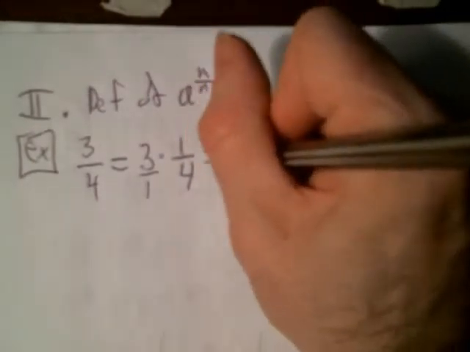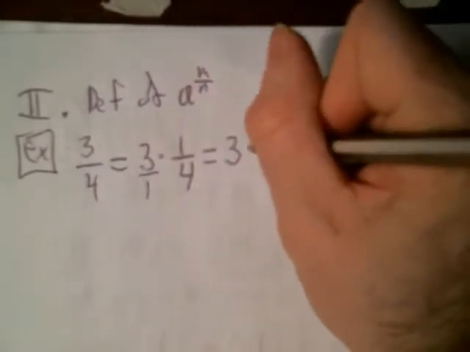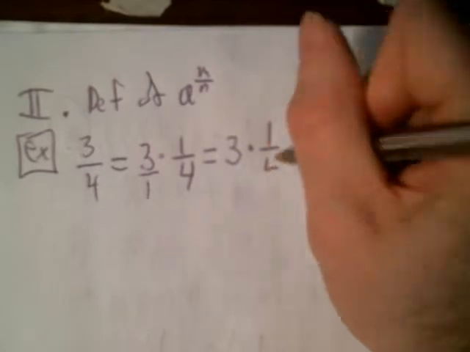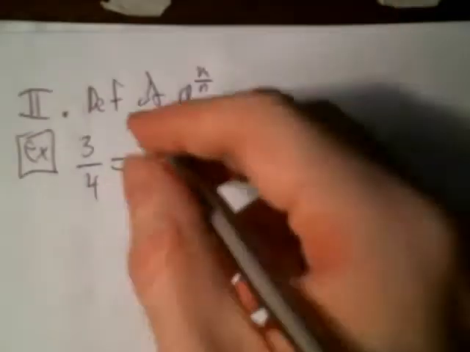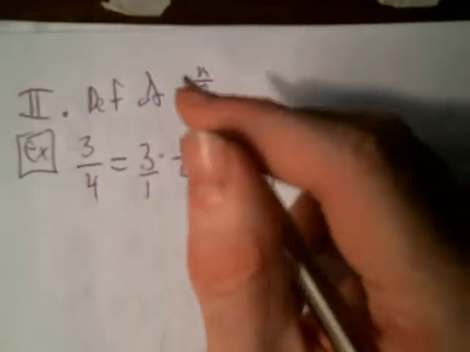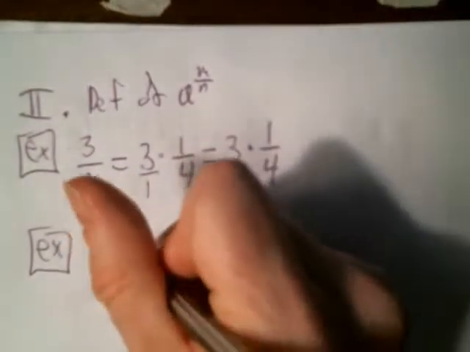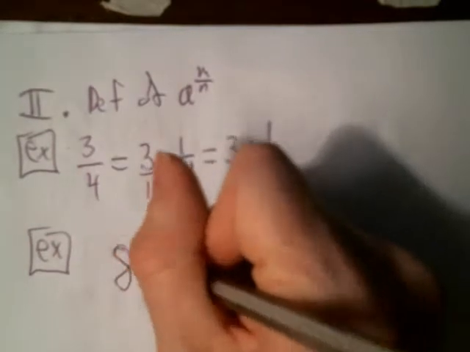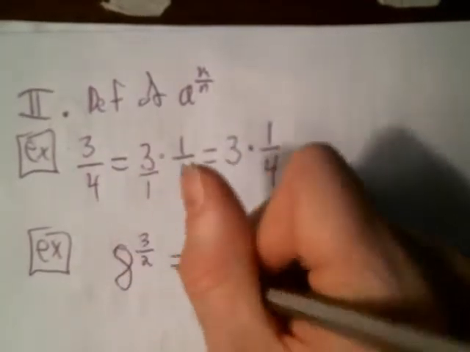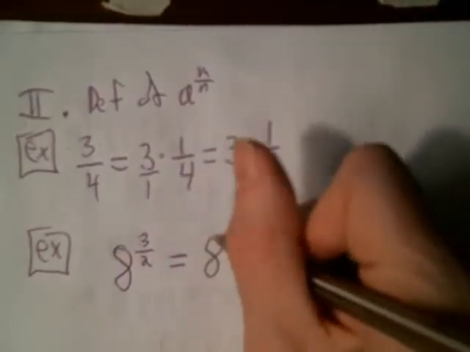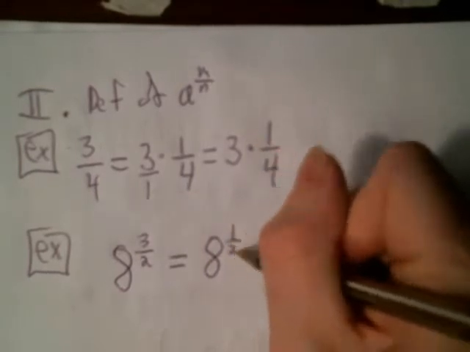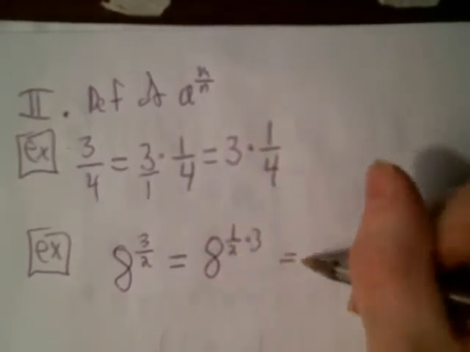So we can pull these fractions apart and pretend that whatever exponent is given to us, we can rewrite it in a new way. So if I have 8 to the 3/2, I could also write that as 8 to the 1/2 times 3. In other words, I could write it as 8 to the 1/2 raised to the 3rd power.